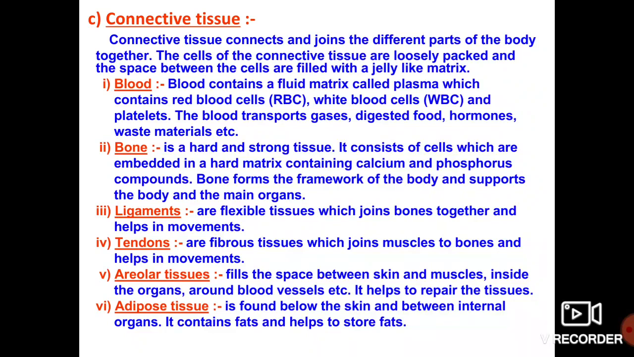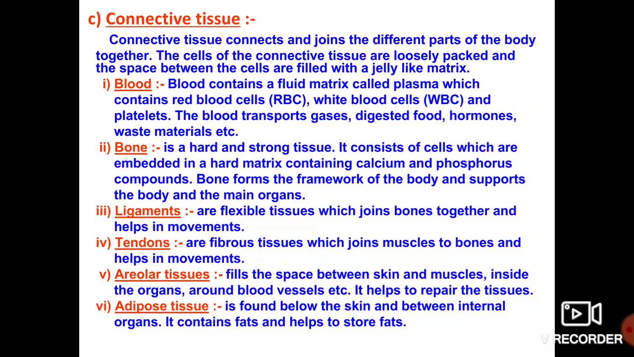The damaged cells will be replaced by the areolar tissue, and most of the cells are involved in allergic reactions. So whatever adipose tissues are there, these adipose tissues undergo various biological reactions in the body. And then adipose tissue, this we also find below the skin region. Below the skin we find the adipose tissue, and it is found below the skin and between the internal organs.